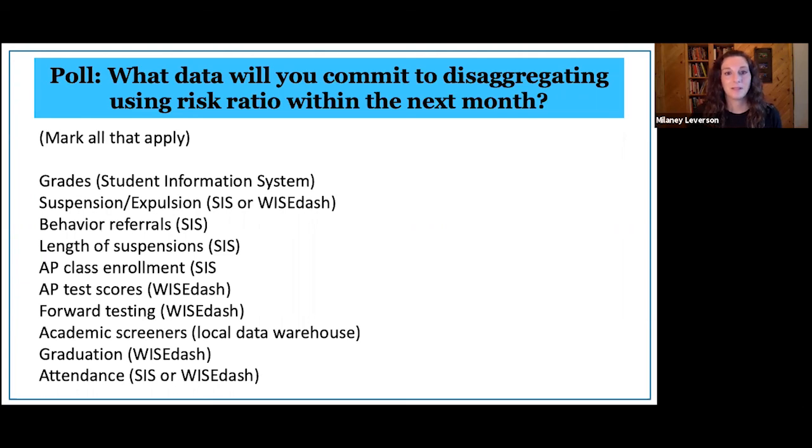Perfect. And here are the results. Yes, behavior referrals. Way to go, PBISers. But look, there's a lot of attendance too. That's great because of course if school works, but if kids aren't in school and aren't present in the instruction, it's not going to work.